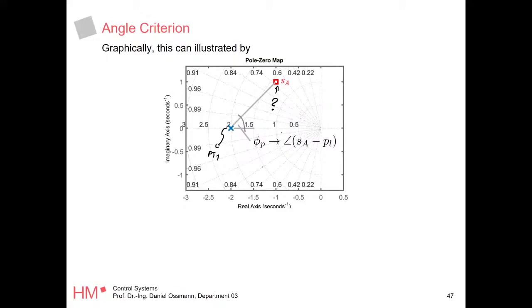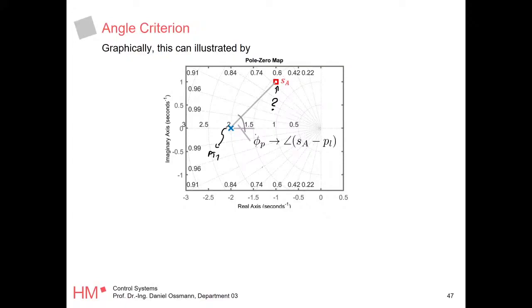Obviously, it's not going to be reachable, because if you compute the gain now, it will be complex. This is what you can do for this example pretty easily. But what we are going to do is compute the angle.